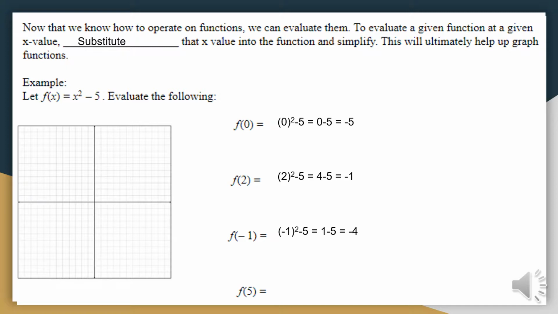I want you to do f of 5 on your own. Once you have these points, you'll plot them. So you'll plot the point (0, negative 5), (2, negative 1), (negative 1, negative 4), and then (5, 20), because 5 squared minus 5 is going to be 20, and therefore you'll see that the U of the quadratic has indeed shifted down 5.